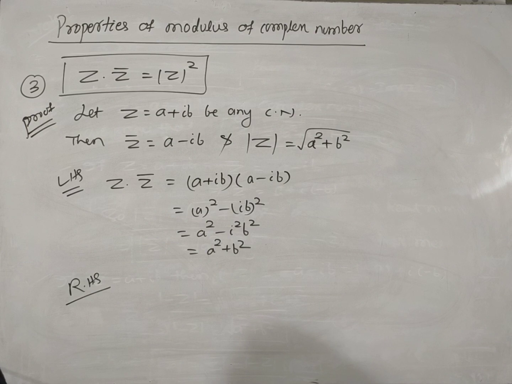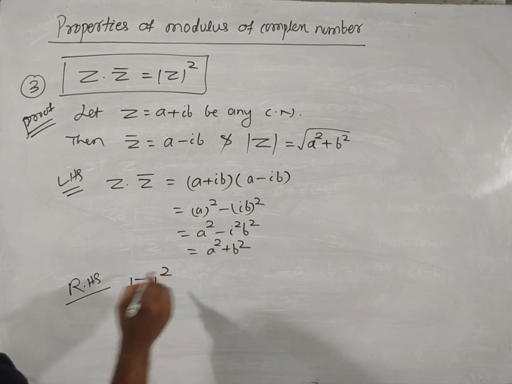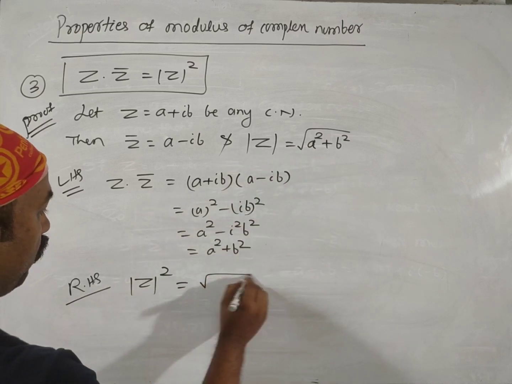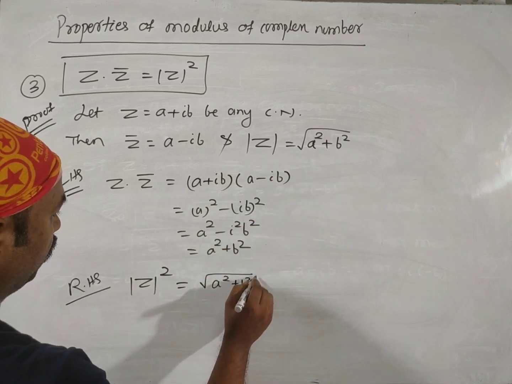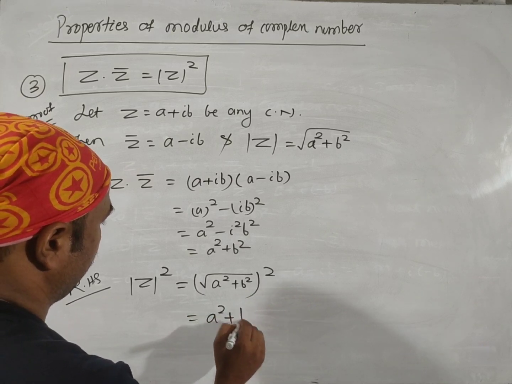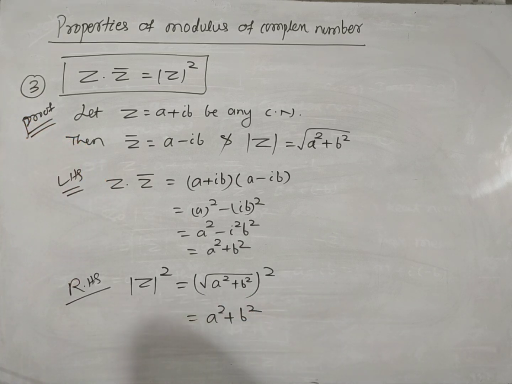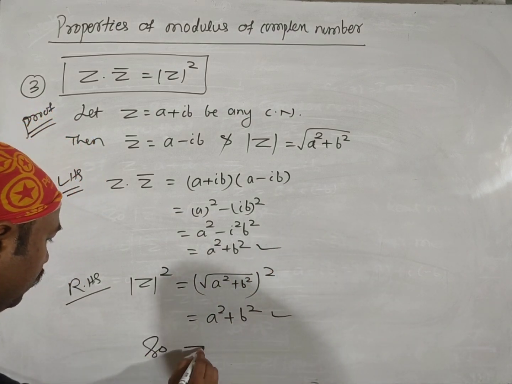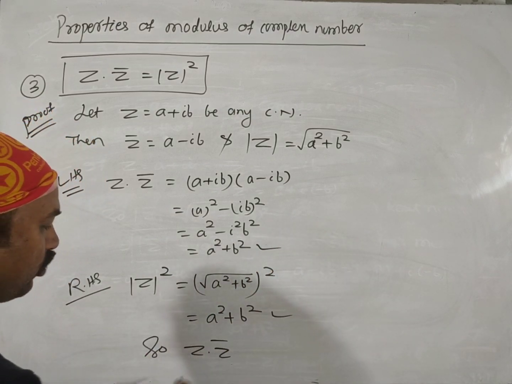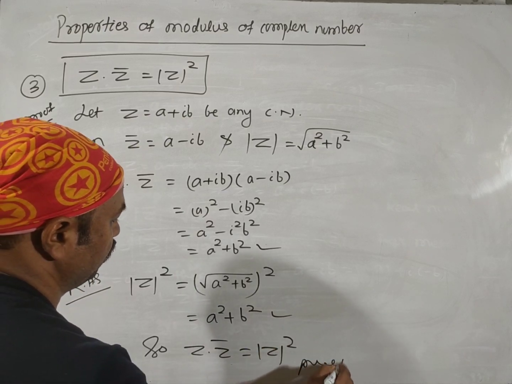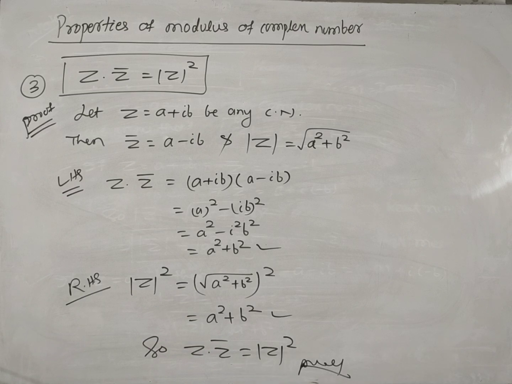So let us go through the right hand side. Whole square of modulus of Z, and modulus of Z, it is square root of a square plus b square, and its whole square, it is a square plus b square. And you can see that both of the values are same. So Z multiplied with its conjugate is equal to whole square of modulus of Z, and it has been proved. And it is all about the property number 3.